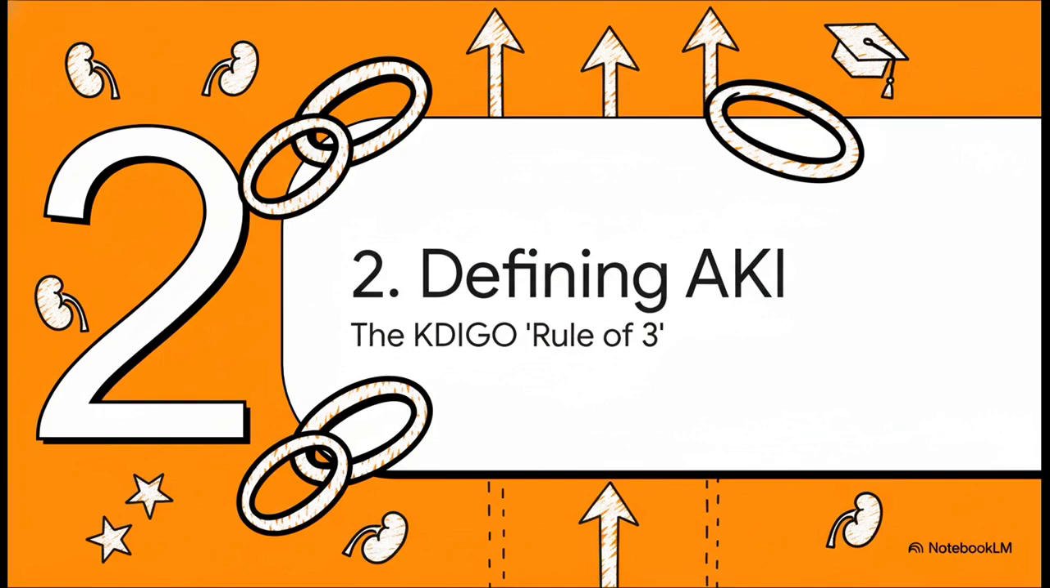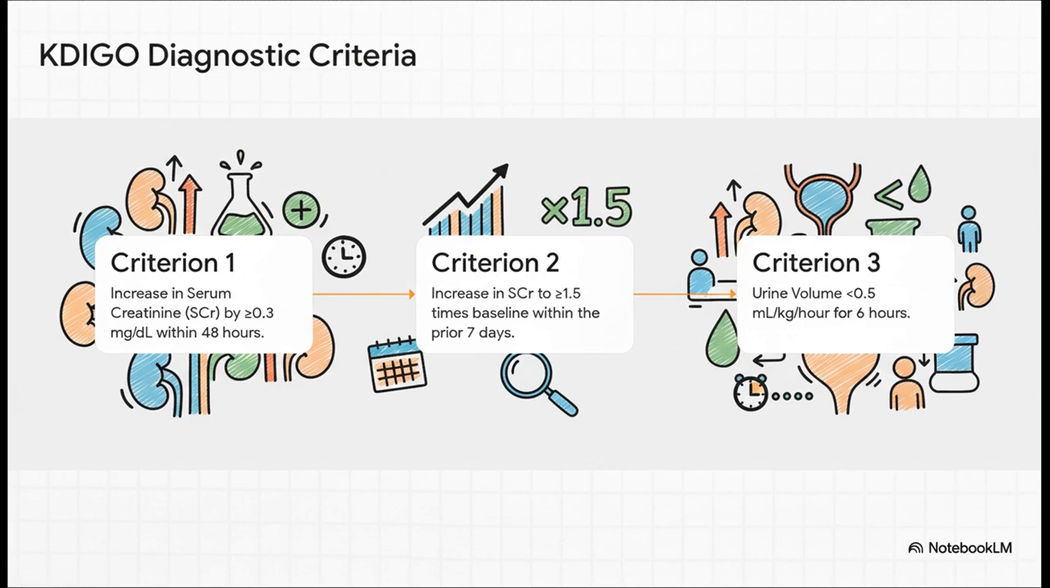So, how do we make an official, standardized diagnosis? We use the KDIGO criteria. And you can remember this for your exams with a super simple trick I call the rule of three. The diagnosis of AKI is made if your patient meets any one of these three criteria, okay? So first, an absolute increase in their serum creatinine of at least 0.3 milligrams per deciliter within any 48-hour window. Second, a relative increase, where the creatinine goes up to 1.5 times their baseline value within the last week. Or third, their urine output drops, specifically less than 0.5 mLs per kilo per hour for at least 6 hours straight.